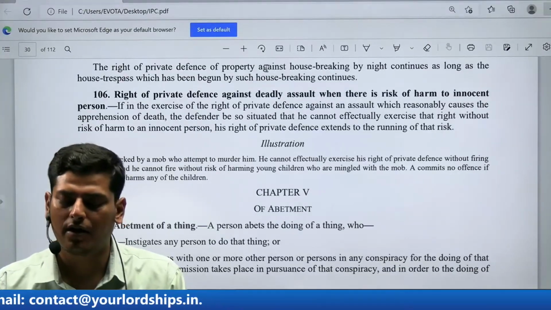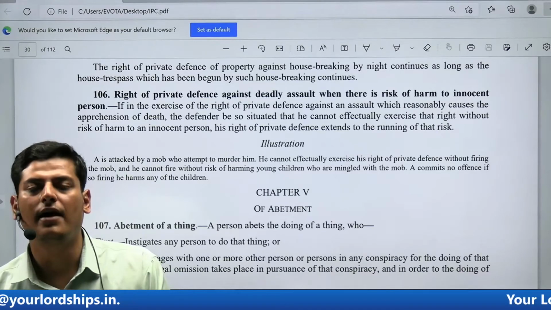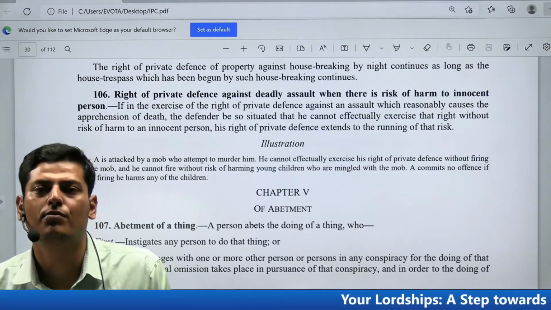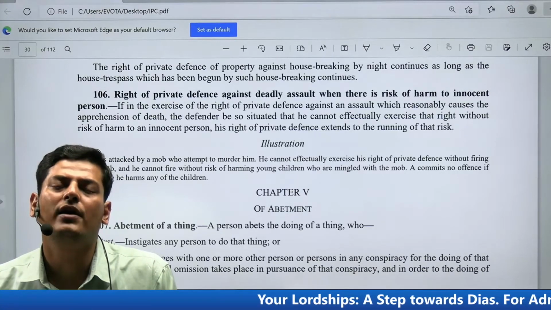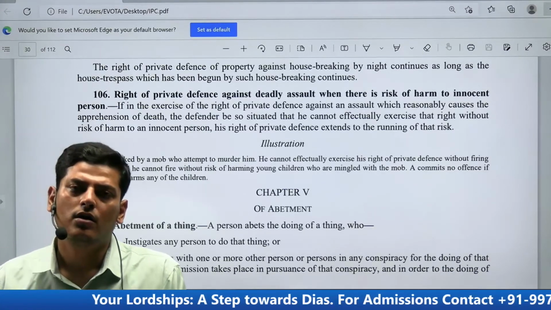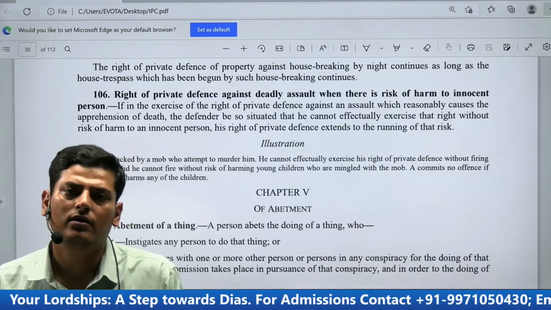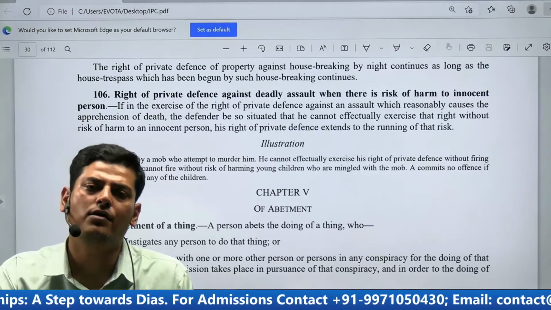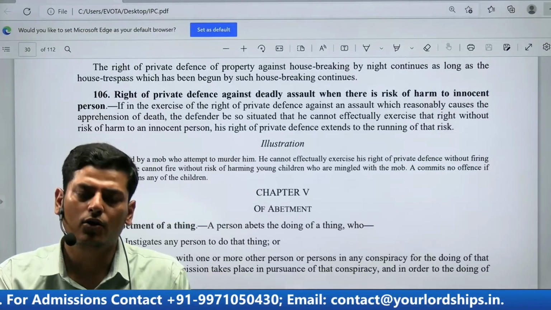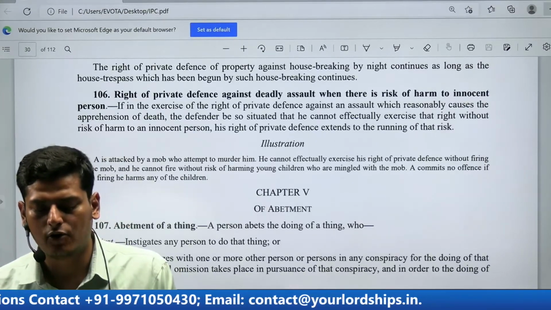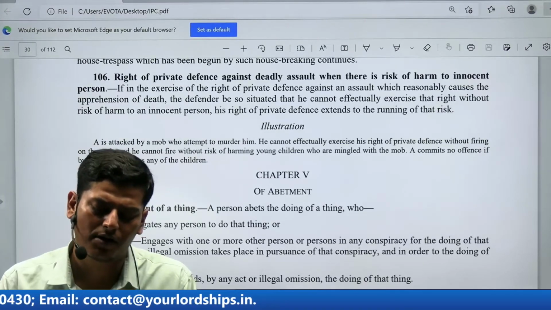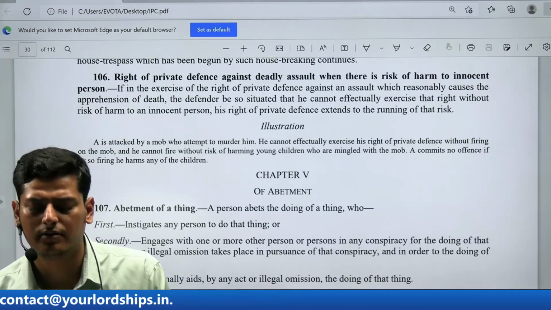Right to private defense against the offense of house breaking by night, it continues as long as the house trespass which has begun by such house breaking continues. House breaking by night के केस में कब तक करेगा? हाउस ट्रेसपास का ही एग्रीवेटेड फॉर्म है. As long as house trespass is continuing, until then the right of private defense will also be available. And then lastly we have section 106 that I have already explained.